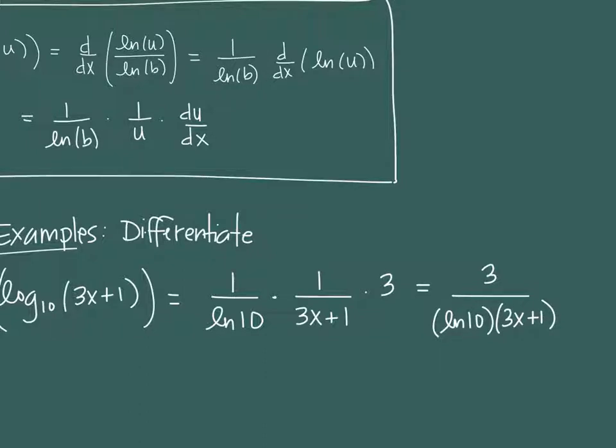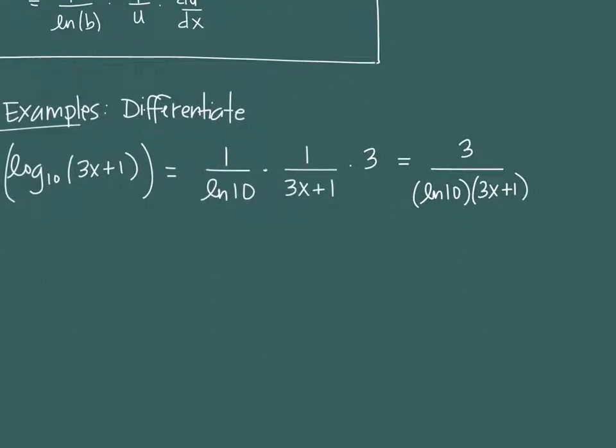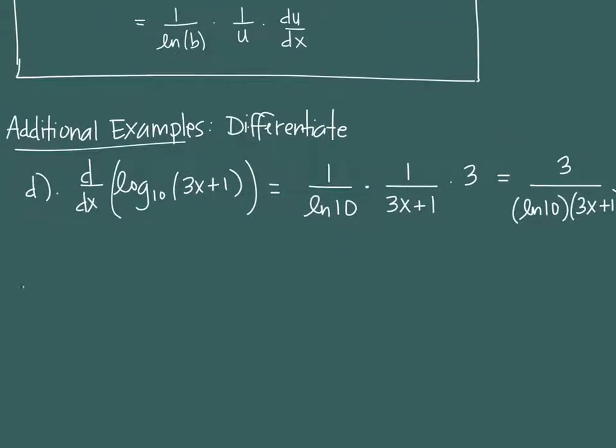You would not want to mislead someone who's reading your work into thinking that the natural log of 10 was multiplied by 3x or something strange, so you want to make sure you keep those isolated in their own parentheses. Okay, let's try another one.